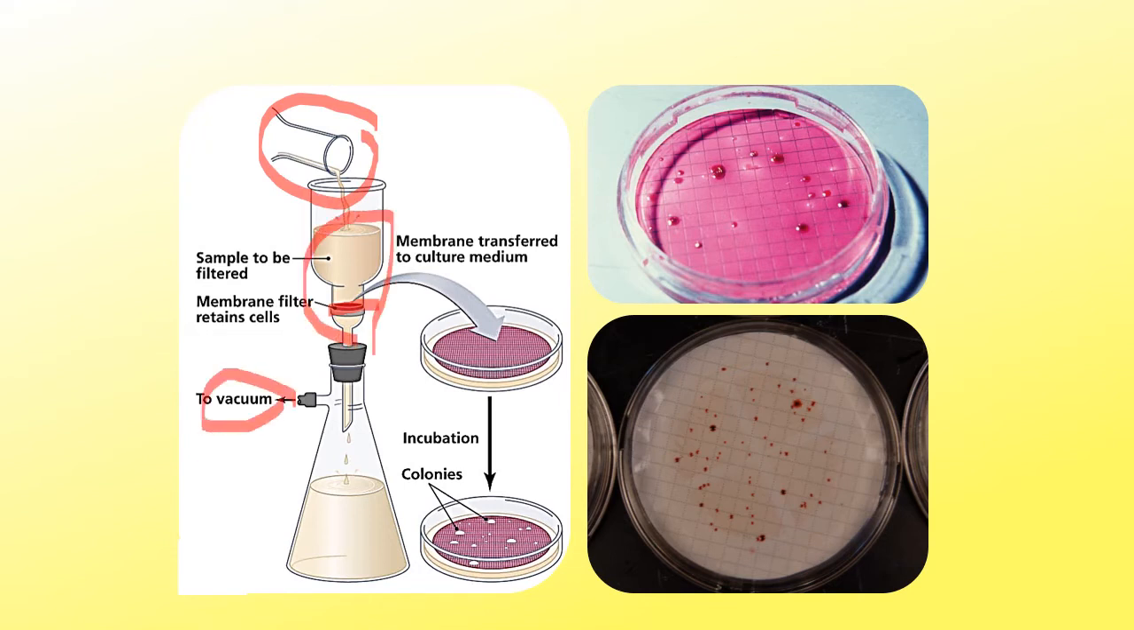When you turn on the vacuum pump, we create a vacuum here, which eventually will suck the liquid in. When the liquid is flowing through the filter, whatever is larger than the pore size will be trapped here, which is the bacteria in this case. After that, we put the filter on the agar media and incubate for 18 to 24 hours. After the incubation, you should get something like this. All these red dots are the bacterial colonies.